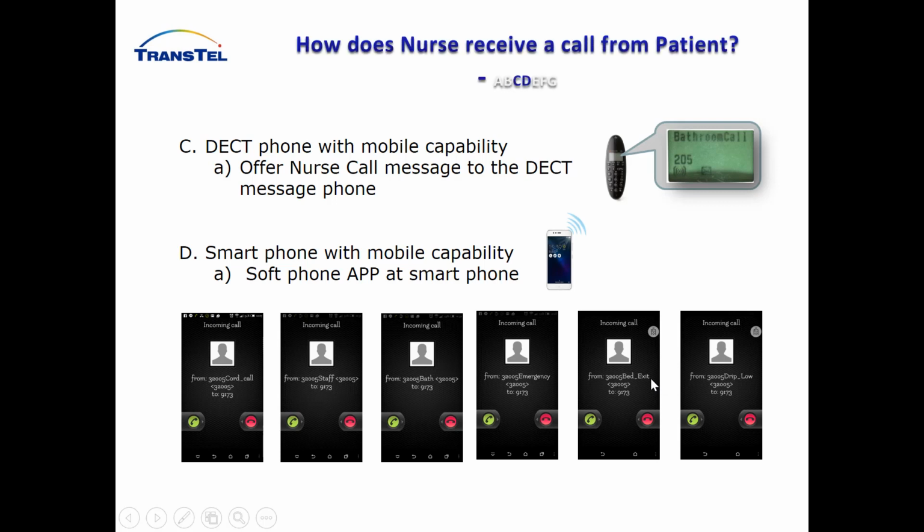How does the nurse receive the call from the patient? There is another way. This is a mobile way. You can use a DECT phone with mobile capability, which offers the nurse call message to the DECT message phone, or a smartphone with mobile capability. Of course, you have to install some software, an app, on the smartphone. Then you can receive the call from the patient.